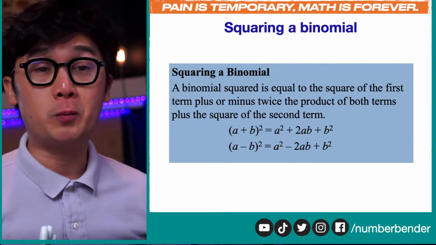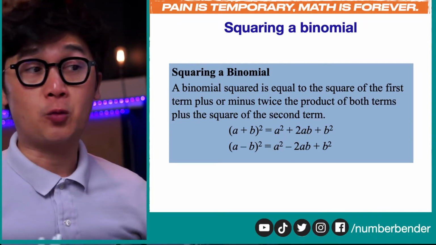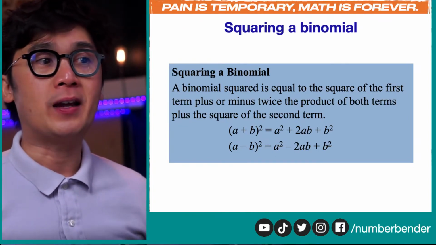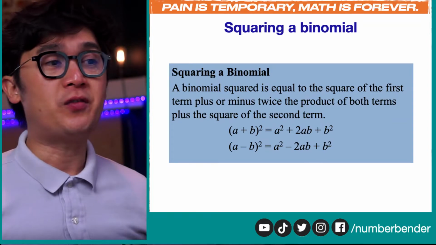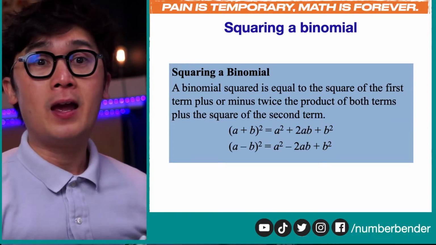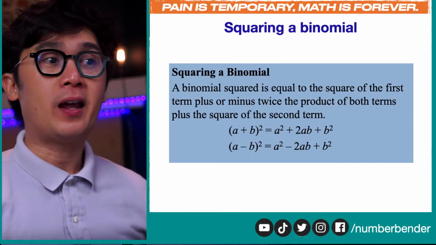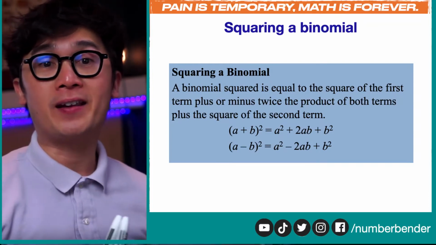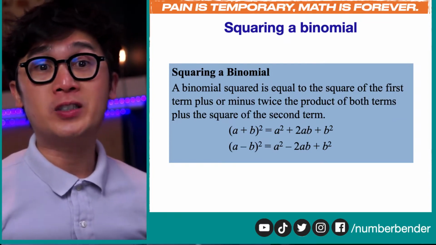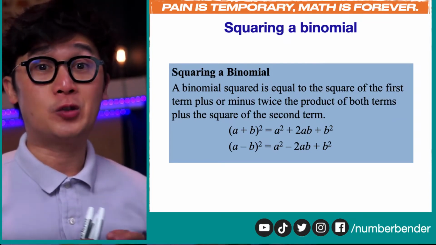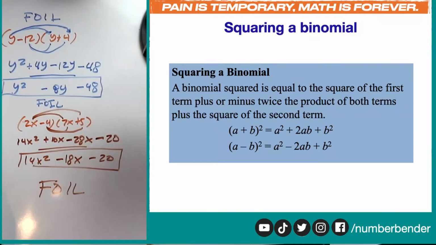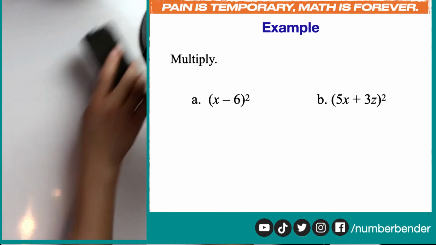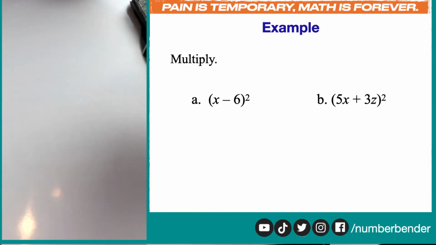If we square a binomial, we'll have a plus b quantity squared and a minus b quantity squared. The first product would be a squared plus twice ab plus b squared, and a minus b quantity squared would be a squared minus twice ab plus b squared. By using this formula, we'll be able to find the product of the two binomials. So let's start with these two examples right here: x minus 6 quantity squared and 5x plus 3z quantity squared.